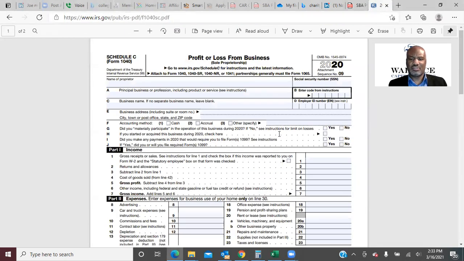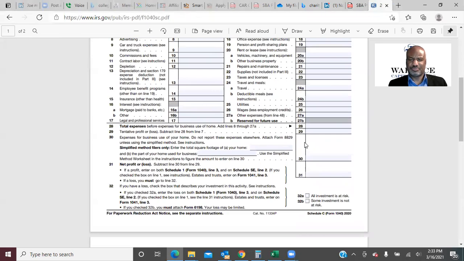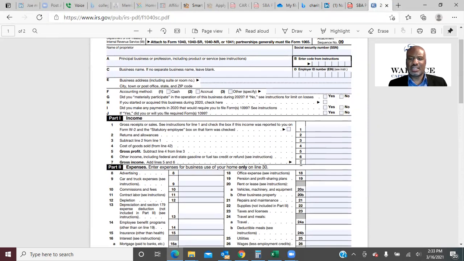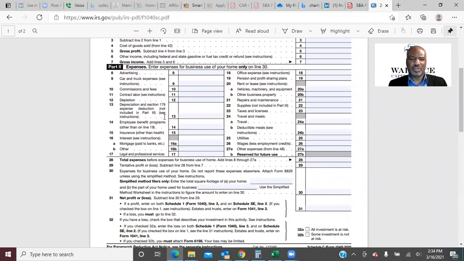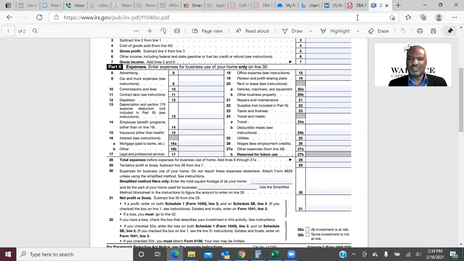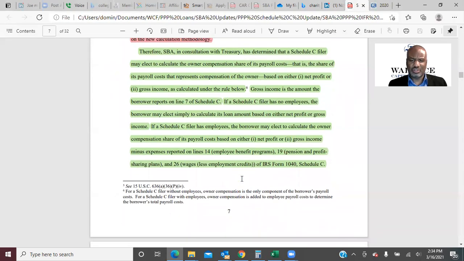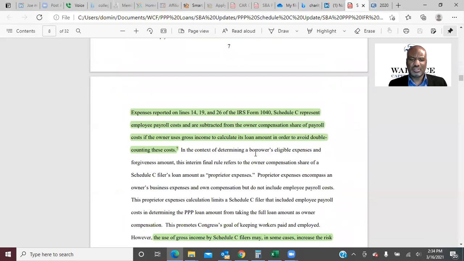Here's the Schedule C. You have the choice either to calculate it by just what's on line 7, or you can use the gross, and then you have the net, which is line 31. But then you have lines 14, 19, and 26, the wages. So what you have to do is add up all of those and subtract them from the owner's compensation.